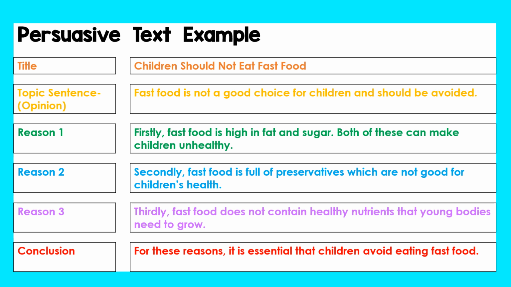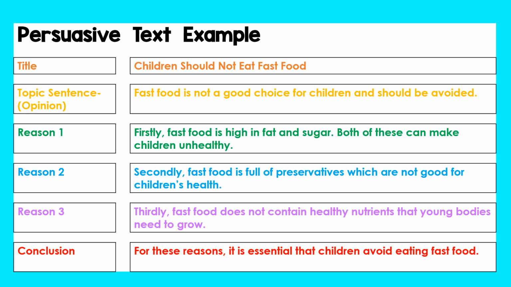Then they've backed it up by giving you, the reader, 3 reasons. The first reason they stated was that fast food is high in fat and sugar. Then they backed it up by saying that this can make children unhealthy. Then they gave you a second reason. They said fast food is full of preservatives. And they backed that up by saying it's not good for children's health.